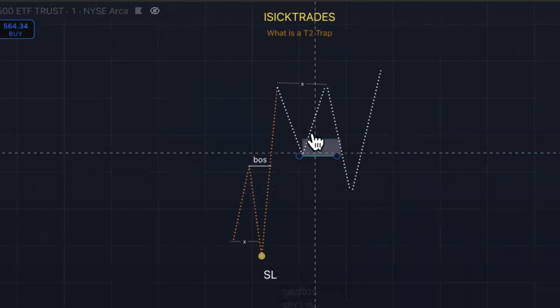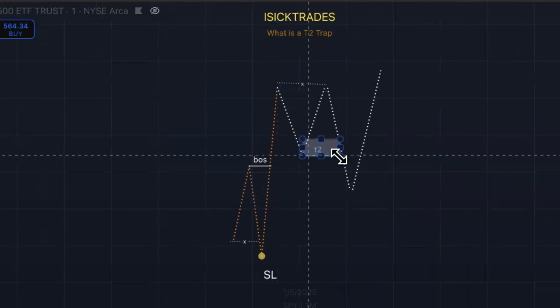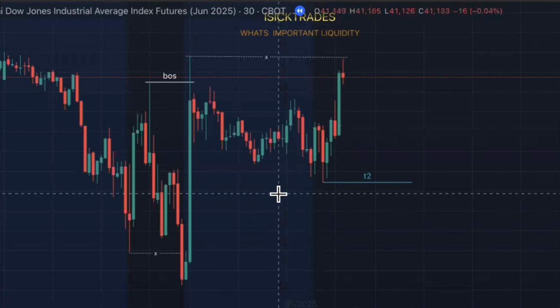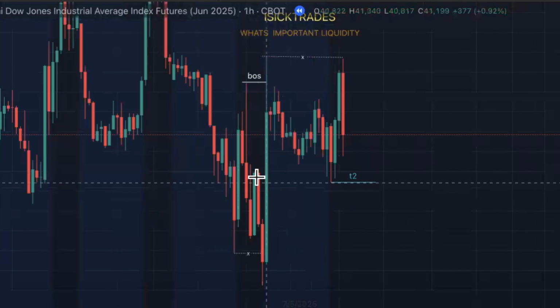Again, remember, we're going to have that equal high. We're going to come down and take out this low, come back up. So now that we got this equal high, let's say we have an entry. Let's say we found it on the 1 hour. Let's see what we have here.